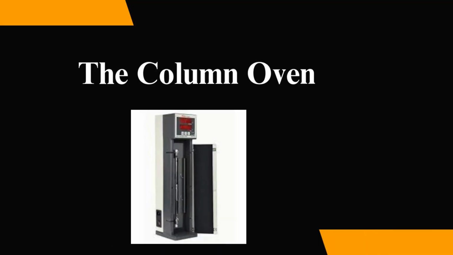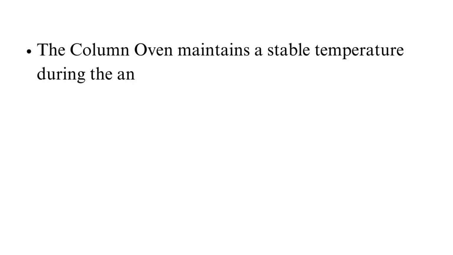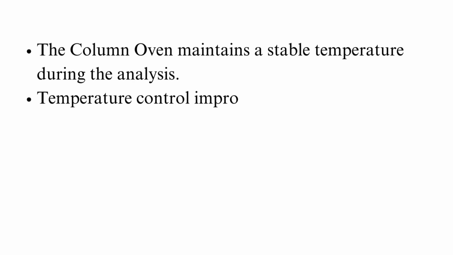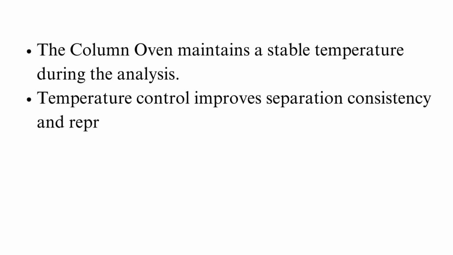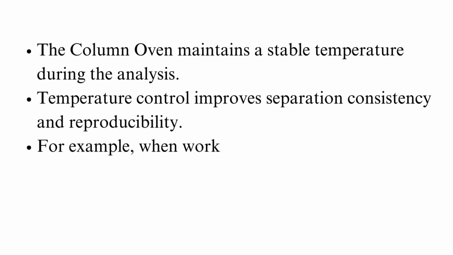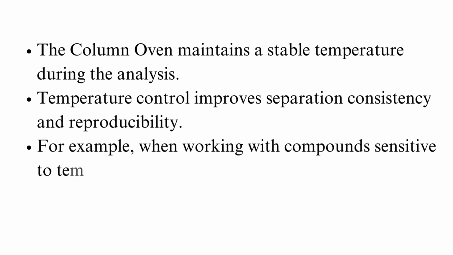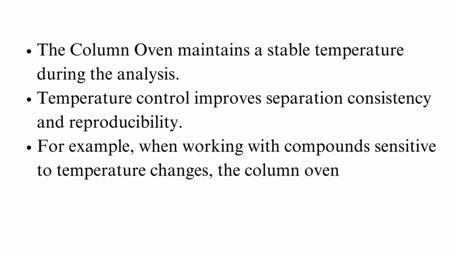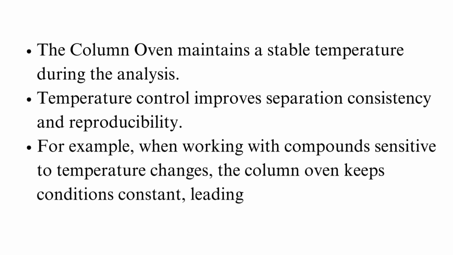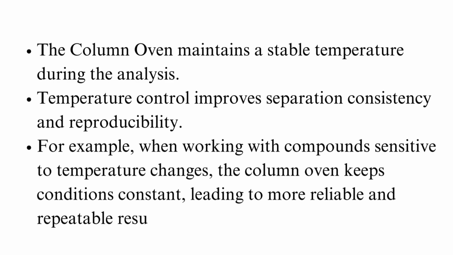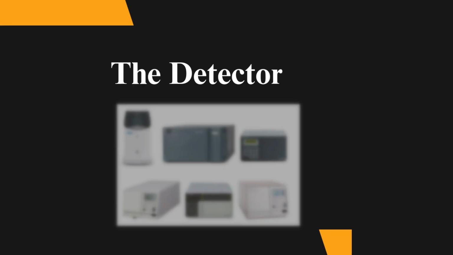The column oven. The column oven maintains a stable temperature during the analysis. Temperature control improves separation consistency and reproducibility. For example, when working with compounds sensitive to temperature changes, the column oven keeps conditions constant, leading to more reliable and repeatable results.